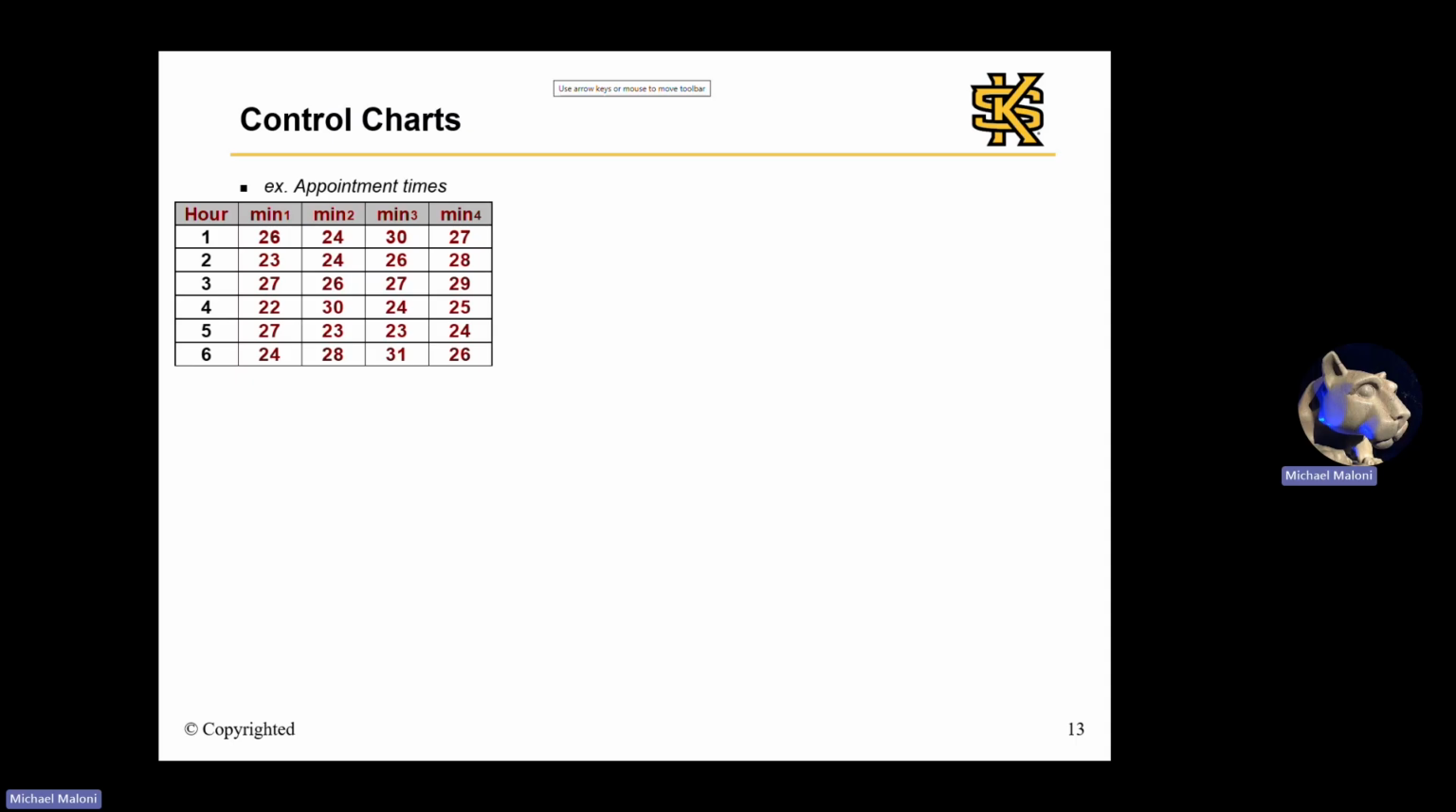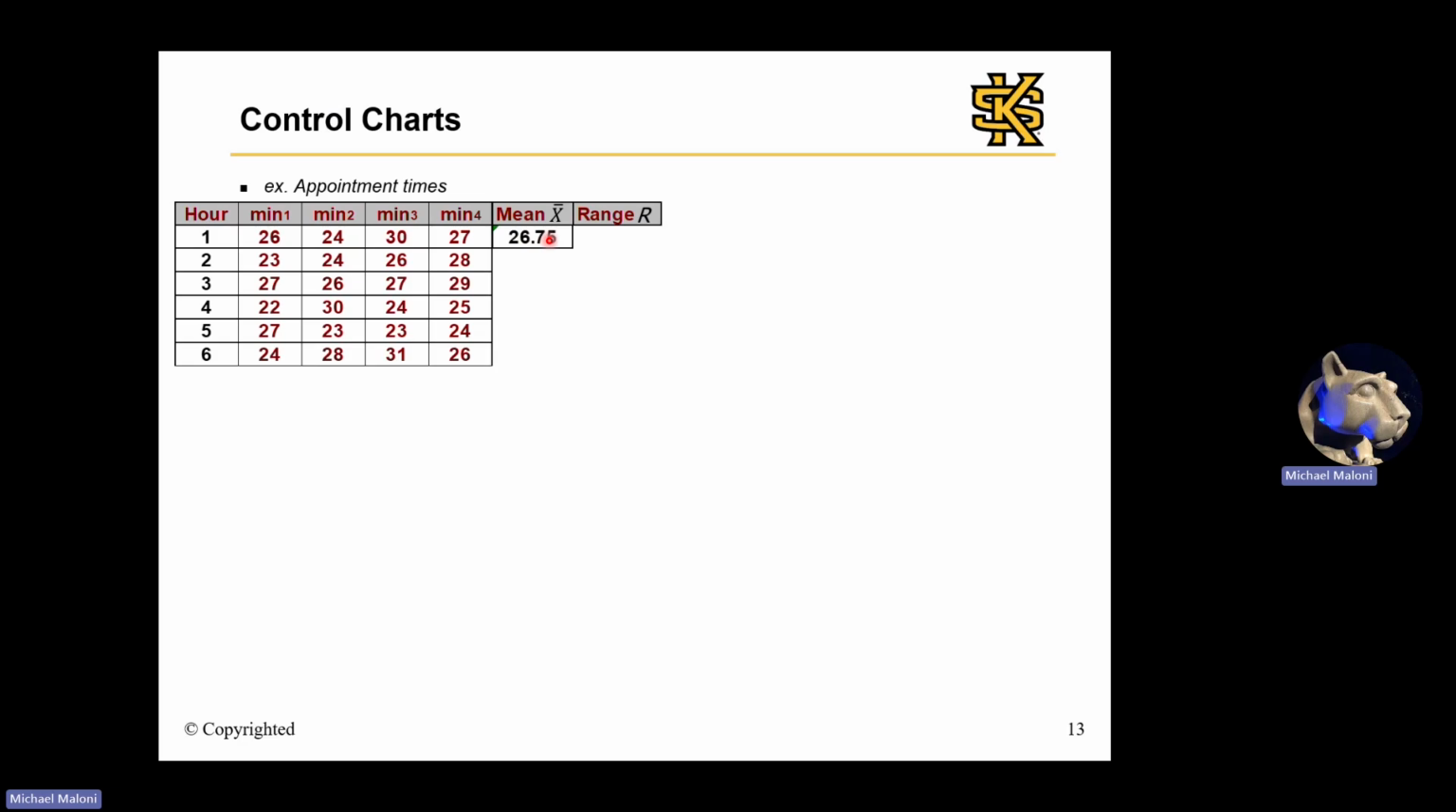And then for each sample, we want to calculate a mean, the X bar. And we also want to calculate the range, the R. So for hour 1, the mean will add up the 4 observations, 26 plus 24 plus 30 plus 27. That's 107, then divided by 4, and that is 26.75. So X bar 1, the average of the first 4 observations, is 26.75 minutes.